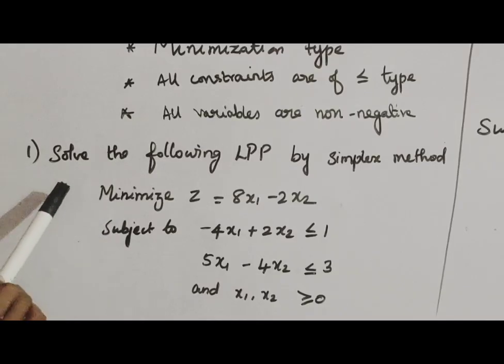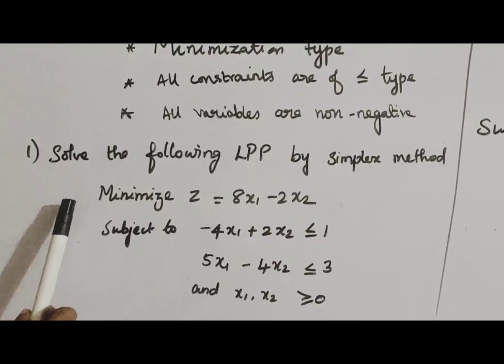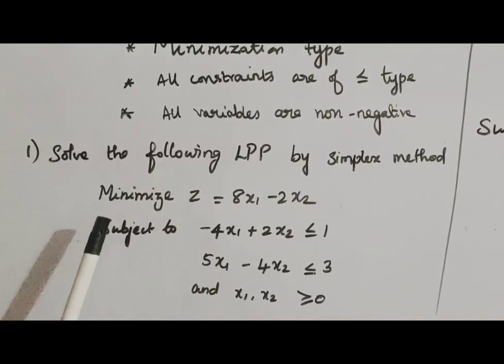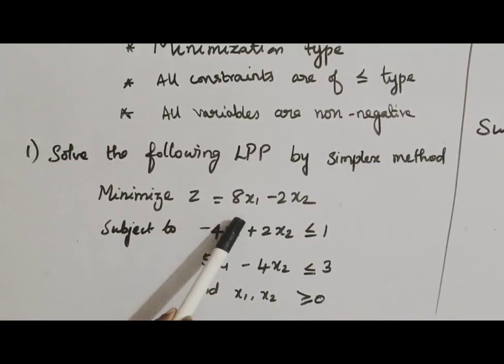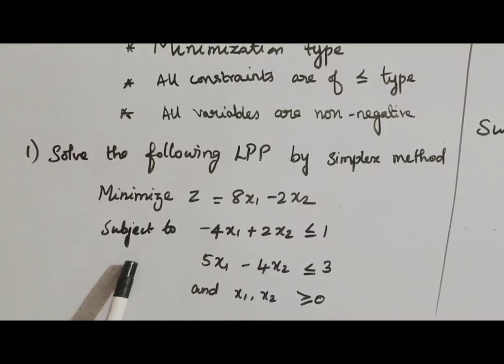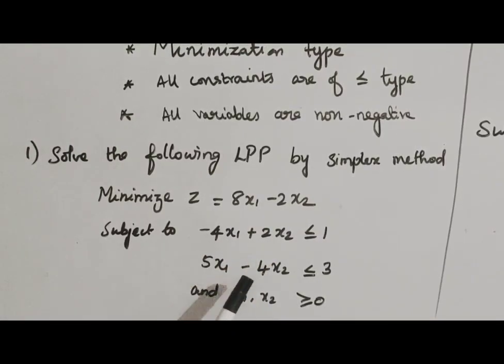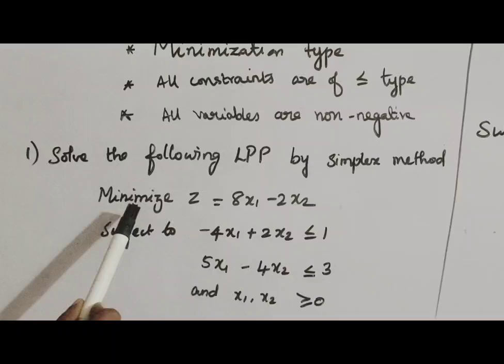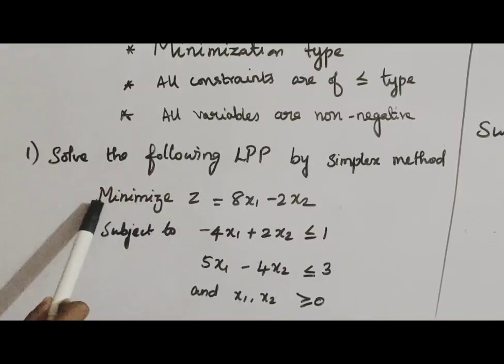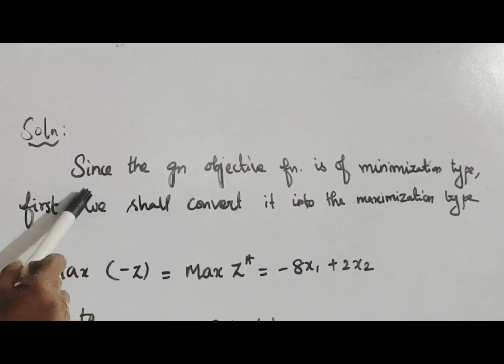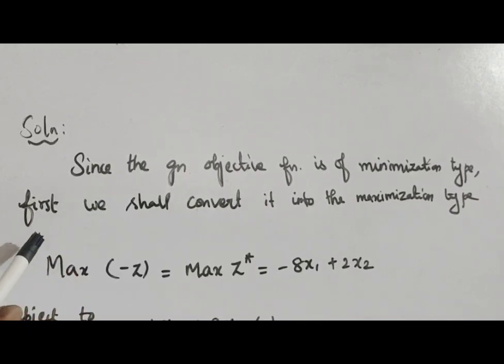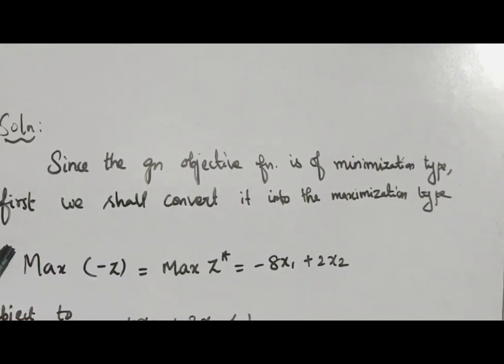Let us discuss the first problem. Solve the following LPP by simplex method. Minimize z = 8x1 - 2x2 subject to -4x1 + 2x2 ≤ 1, 5x1 - 4x2 ≤ 3, and x1, x2 ≥ 0. In this problem, the objective function is of minimization type.